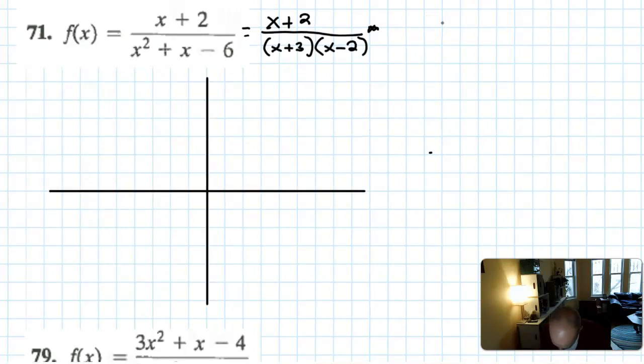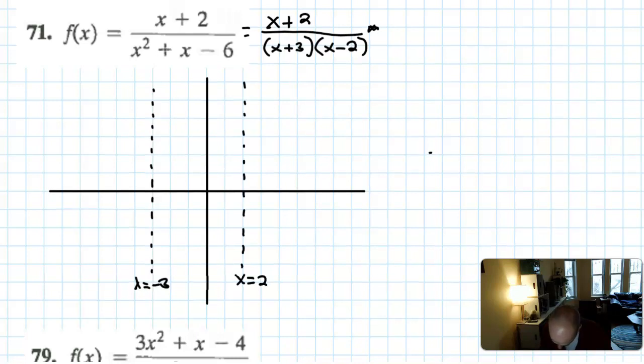All right, so our vertical asymptotes are going to be at -3 and +2. Our horizontal asymptote is going to be at 0 again. It's bottom heavy. There's an x squared on the bottom. But we are going to have an intercept at -2. So we have an x-intercept right here at -2.